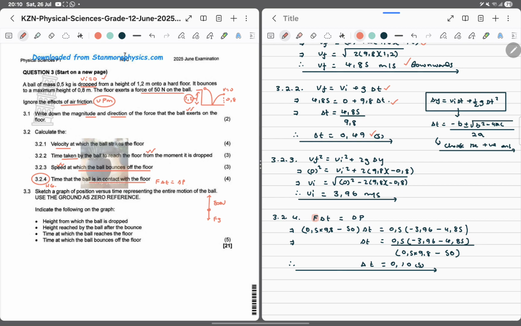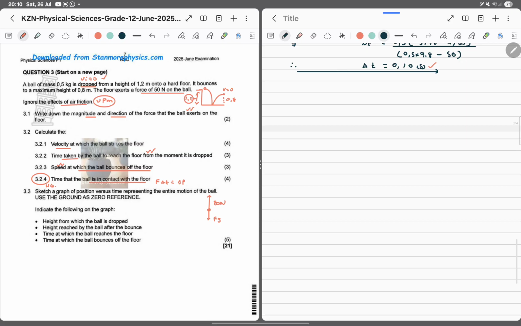Right, so we know this is a mark. Calculating the resultant force is another mark. The right hand side should be a mark, the change of momentum. And the final answer. Okay, so that's easy, guys. Not a difficult question either. Right, let's handle 3.3.